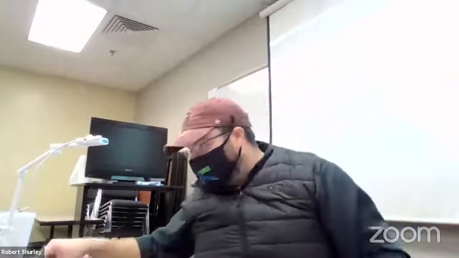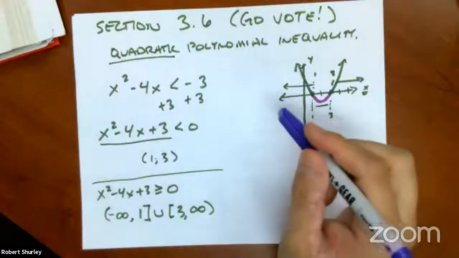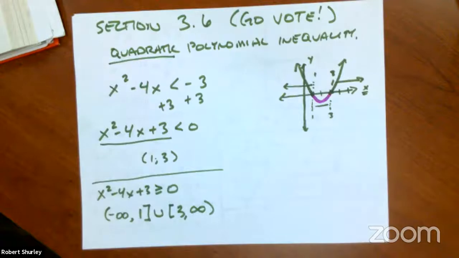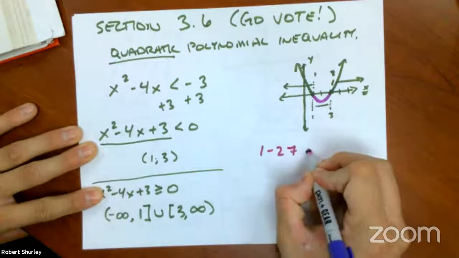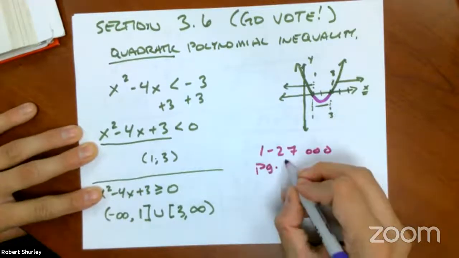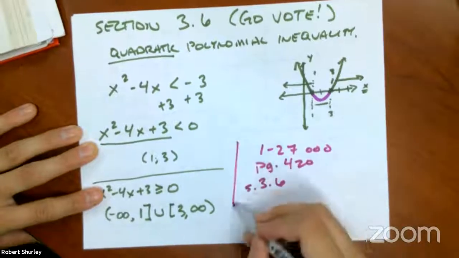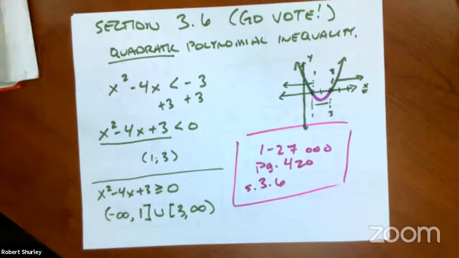Oh, I guess I need to give you the homework. Let's go back to the document camera. So for homework in 3.6, it's not that much actually. Numbers 1 through 27 odd, on page 420, section 3.6. That is the homework. And I will see you all on Thursday.